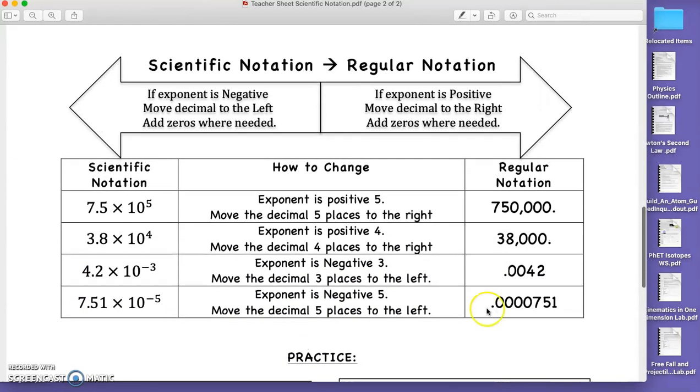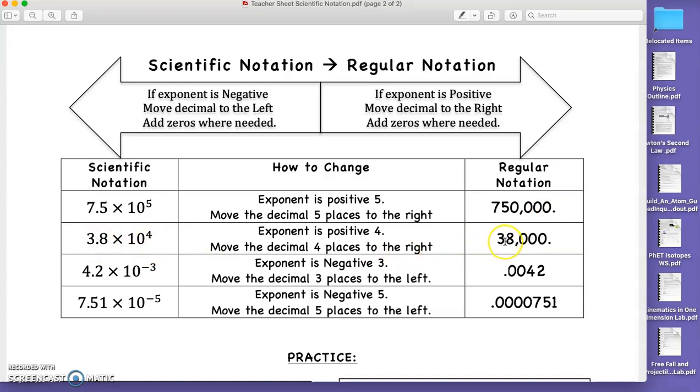Now we're going to go from scientific to regular. If the exponent is negative, move the decimal to the left, adding zeros where needed. If the exponent is positive, move the decimal to the right, adding zeros where needed. So 7.5 times 10 to the 5th, positive exponent. I want to move my decimal to the right 5 places. So what that looks like is I start here and I go 1, 2, 3, 4, 5. The 7 and the 5 stay, and then I add zeros to fill in the rest of the places. So 750,000.